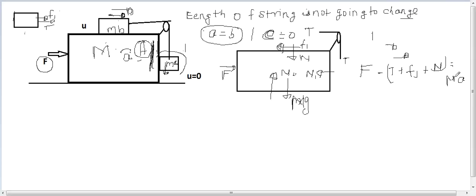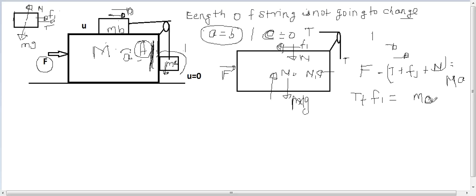Okay guys, this is important, you should think about it. Now let me draw the free body diagram of this. Here this is not complete. This is mg, and this is, what can I write? There is no motion along this, so T plus F1 should be equal to ma.